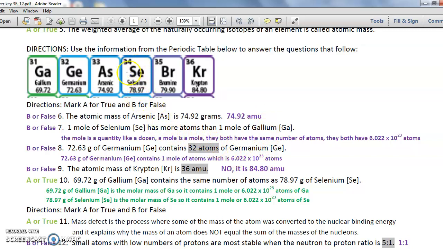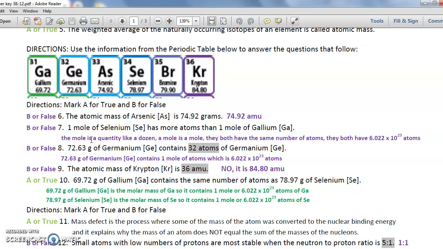Number 7, a mole of selenium, we're talking about selenium right here, has more atoms than a mole of gallium. That would be false again. A mole is a mole. A mole is a quantity, similar to a dozen, except a mole is a lot more than a dozen. A mole is a mole. A dozen is a dozen. How much is in a mole? 6.022 times 10 to the 23rd. So a mole of selenium has 6.022 times 10 to the 23rd. A mole of gallium contains 6.022 times 10 to the 23rd atoms.